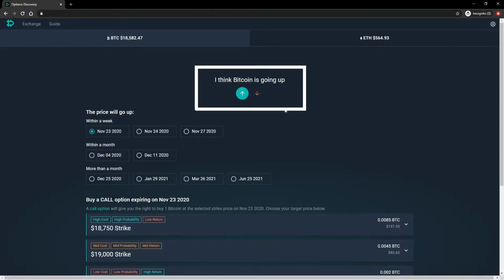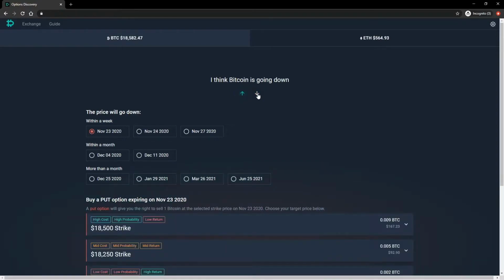Next up is selecting the direction you think the price will move in. This is done by selecting either the up arrow for an increase in price or the down arrow for a decrease in price. Selecting the up arrow will suggest call options to buy, and selecting the down arrow will suggest put options to buy. There is also an advanced section that deals with selling options, which we'll come on to shortly. For this example, let's say we expect the price of Bitcoin to increase, so we'll select the up arrow.